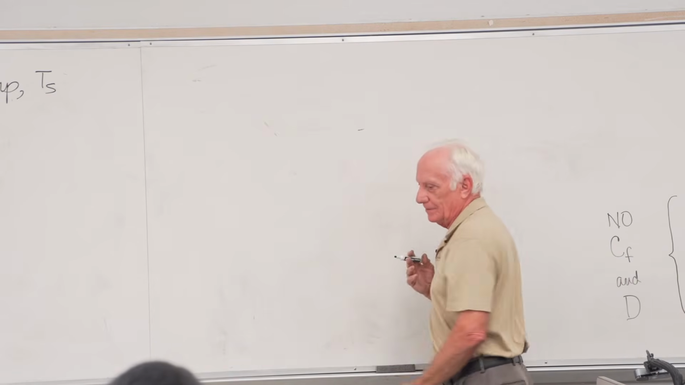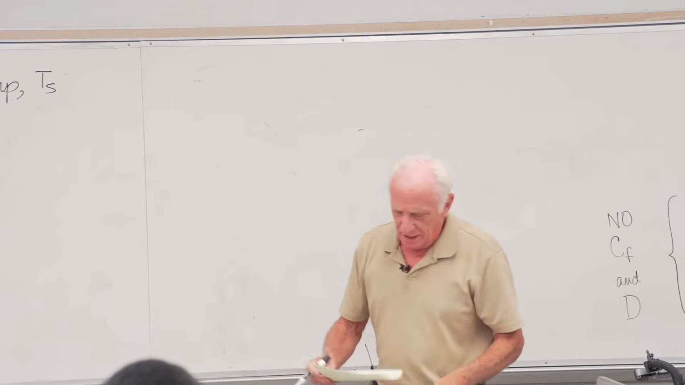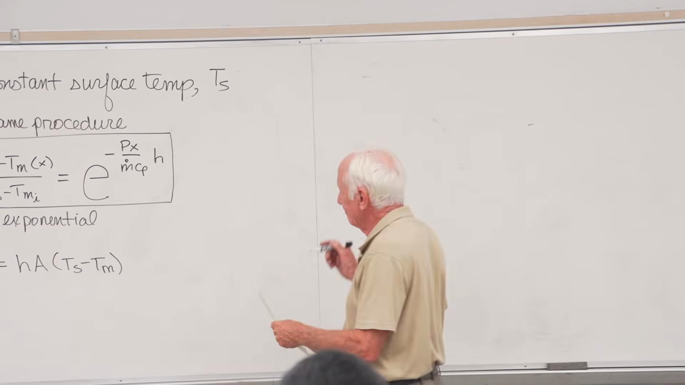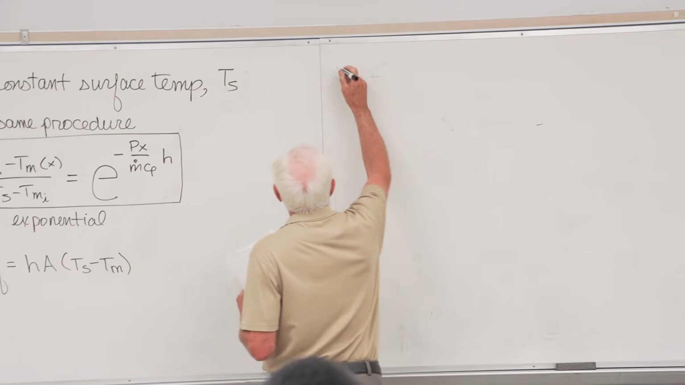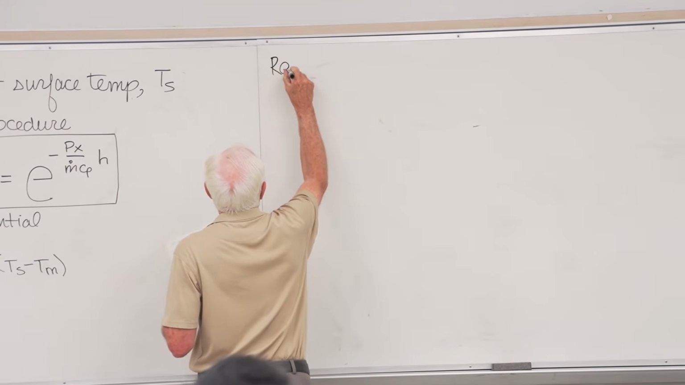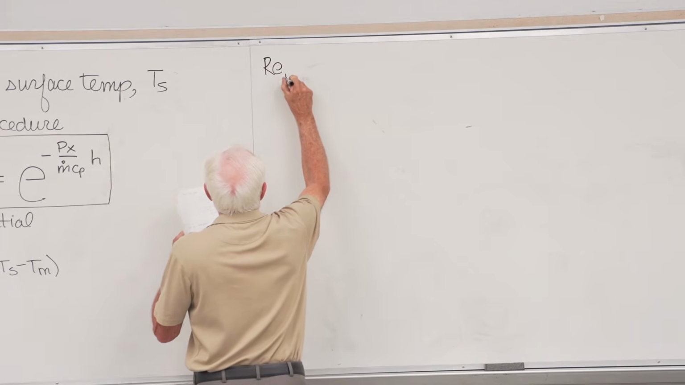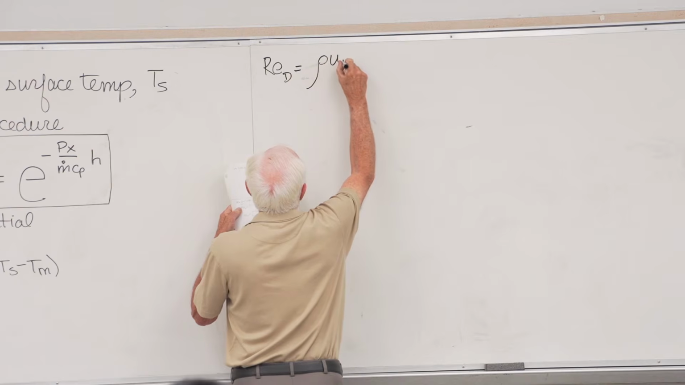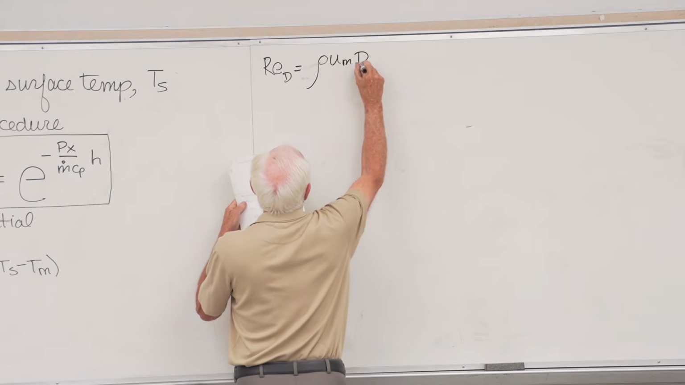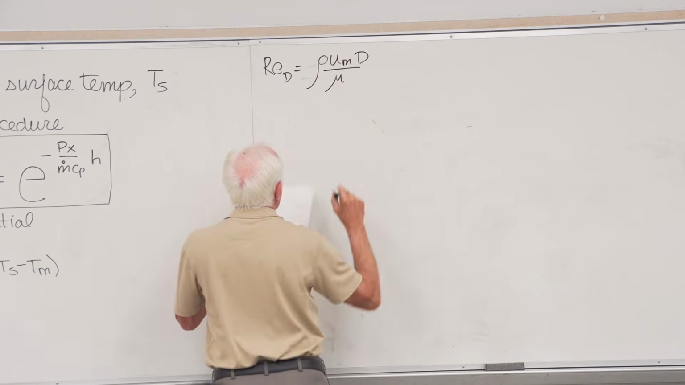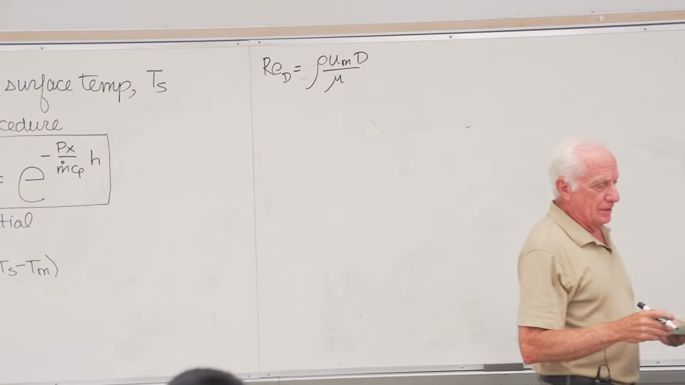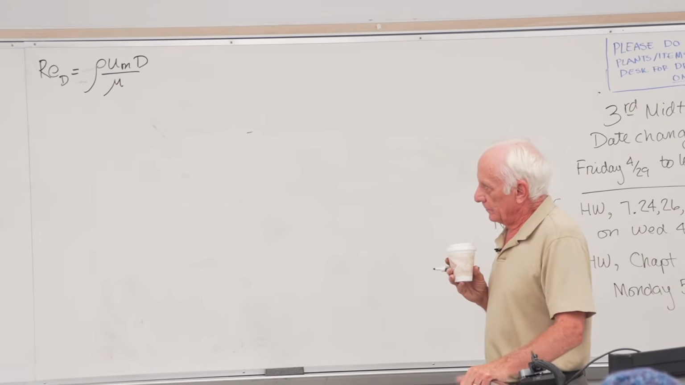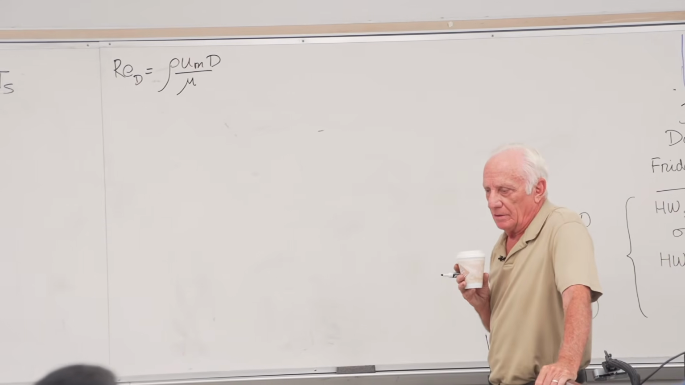Let's look at another thing that I mentioned. How do I get the Reynolds number? Reynolds number D is rho U_m D over mu. Chapter 7, what was it? Flat plate, U infinity L over nu.